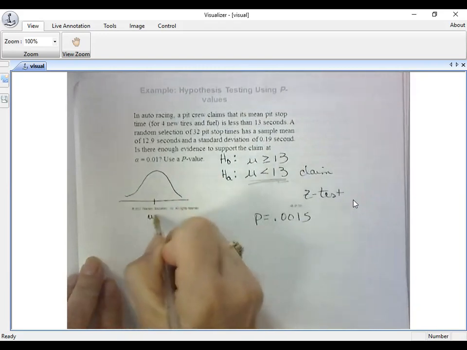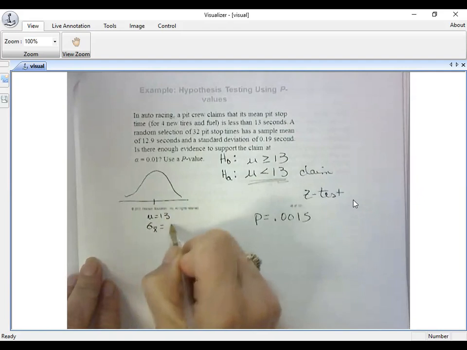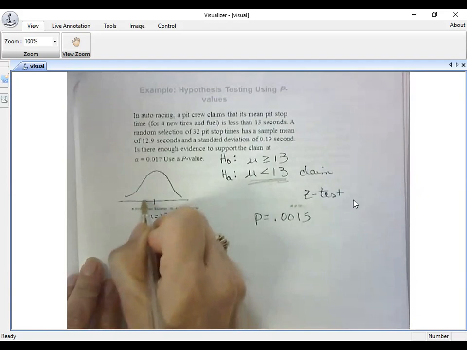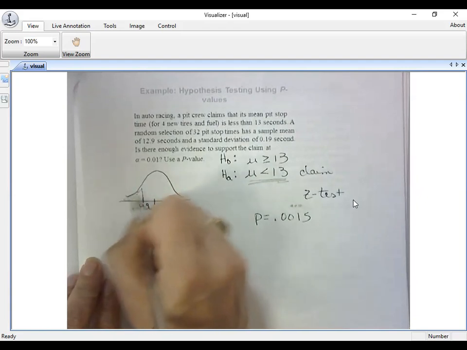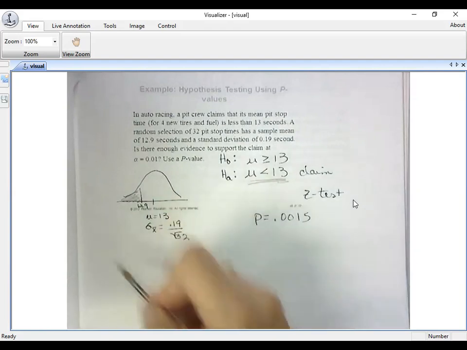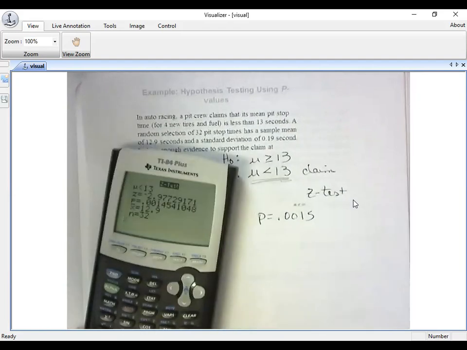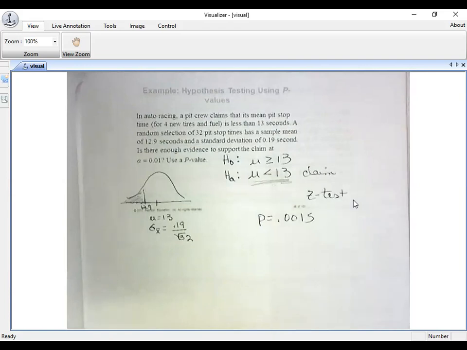If I had been doing it the other way, I would have sketched my graph. I would have put a mean of 13. I would have done my standard deviation for the sample means as 0.19 divided by the square root of 32. And I would have put 12.9 over here to figure out what that area is and done a normal CDF. Or I would have converted it to a z-score and gone to the table. I can still do it this way. That's just a lot more work than doing it this way. Agreed? Yeah.